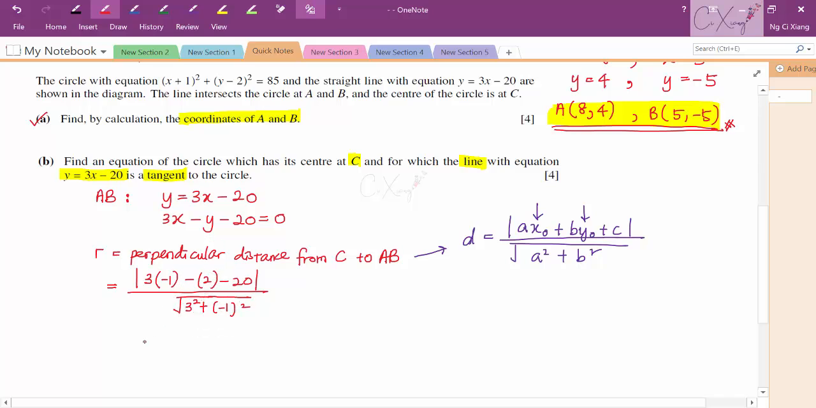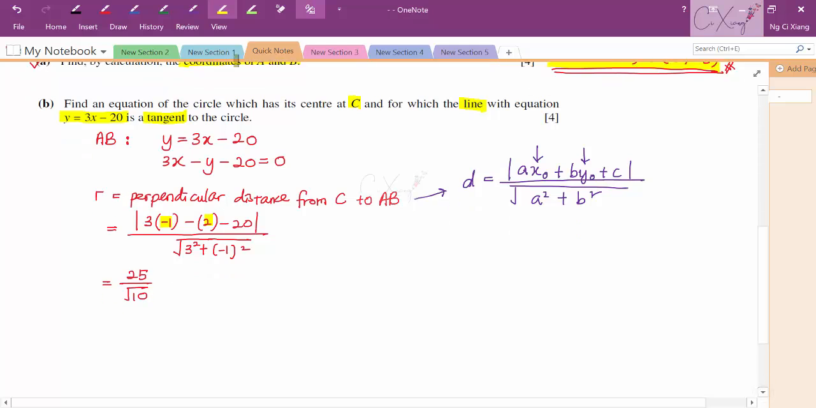From C to AB, I will further simplify it. If I simplify this whole thing with the modulus, I have 25 divided by the square root of 10. This will be my radius, and the center of this circle is -1 and 2. Since I already have the center and the radius, we can now form the equation of the circle.